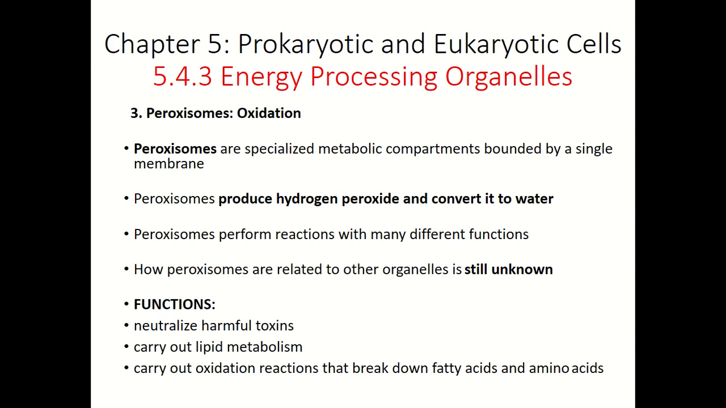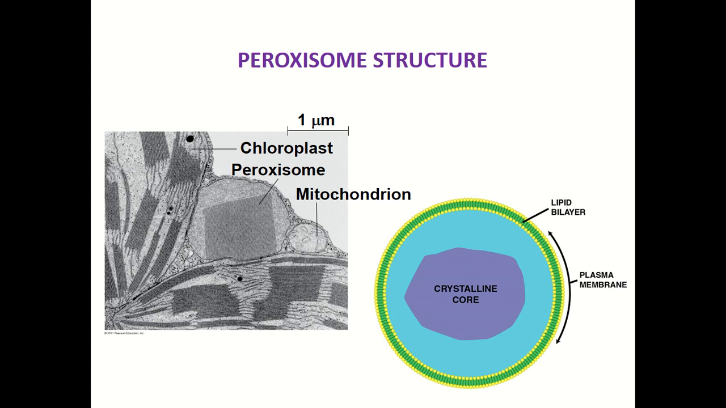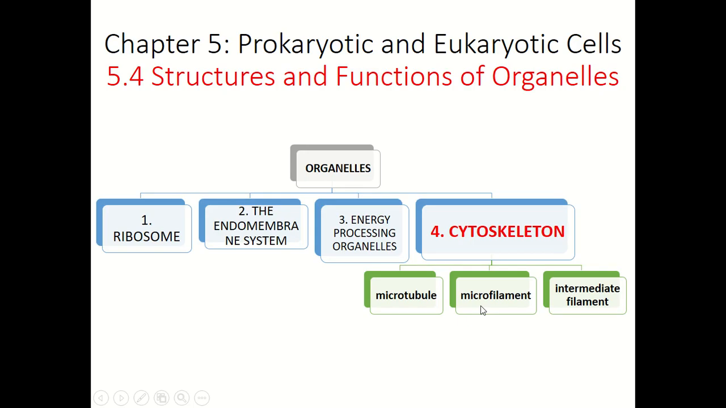However, the connection between peroxisomes and other organelles is still unknown, and the functions of the peroxisomes are to neutralize harmful toxins, to carry out lipid metabolism, and also to carry out, of course, the oxidation reaction that will break down fatty acids and also amino acids. So this is how the peroxisome looks like. They do have a membrane made up of a lipid bilayer and a crystalline core.